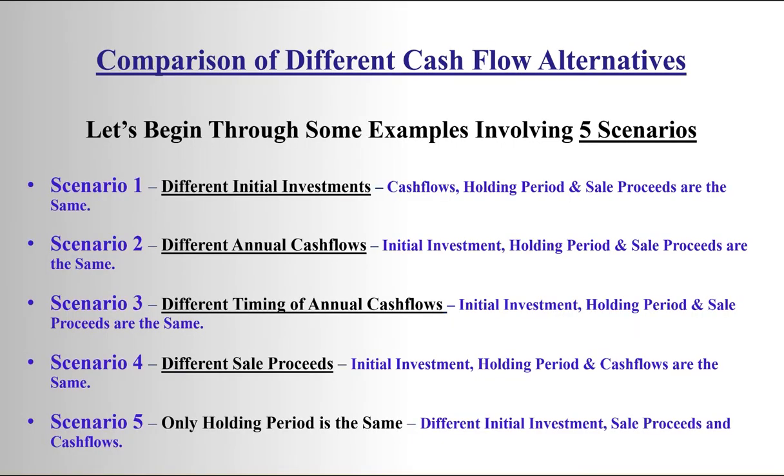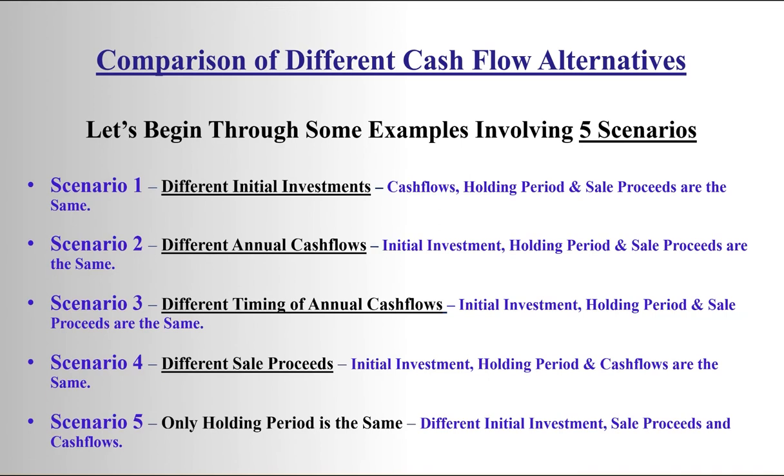To have a better understanding of these alternatives, we'll consider 5 scenarios. One is everything is the same. The cash flow is the same, holding period and sales proceeds are the same, but the two scenarios have different initial investments. Scenario 2, the only thing that's different are the annual cash flow amounts. And initial investment, holding period, and sales proceeds are the same. For scenario 3, we have different timings of the annual cash flow, when the cash flow comes in. However, the initial investment, the holding period, and sales proceeds again are the same.